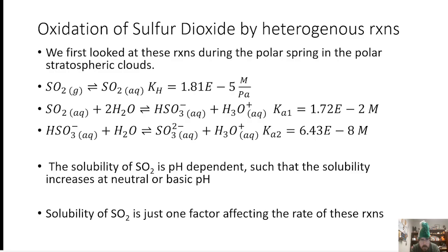And of course, the solubility of SO2 increases when you have something that removes this hydronium, something that removes this H3O+. Things that remove this are going to make the reaction go more to the right. So solubility increases if the rainwater is neutral or slightly basic. So the solubility of SO2 is just one factor that will affect the rate of these reactions. If SO2 can't dissolve very much, this reaction will not be a major factor.